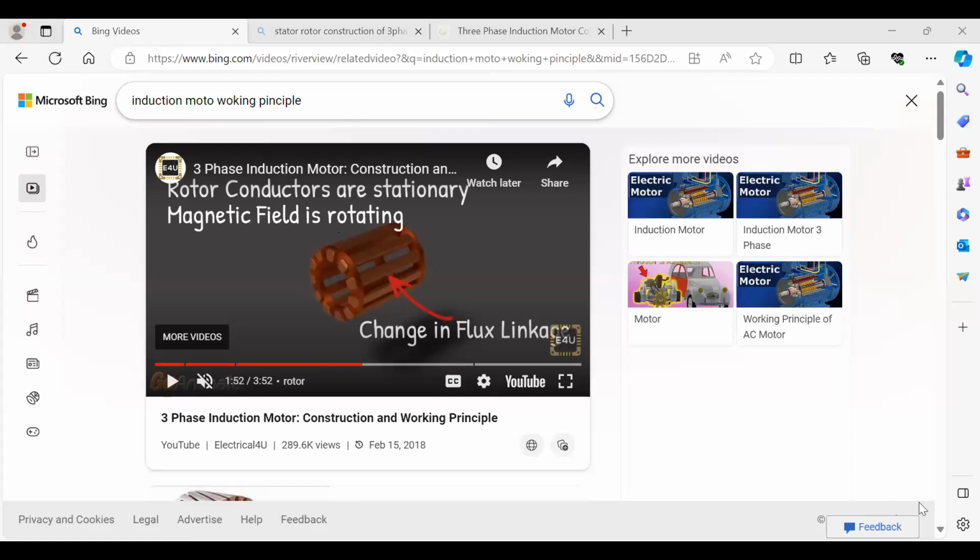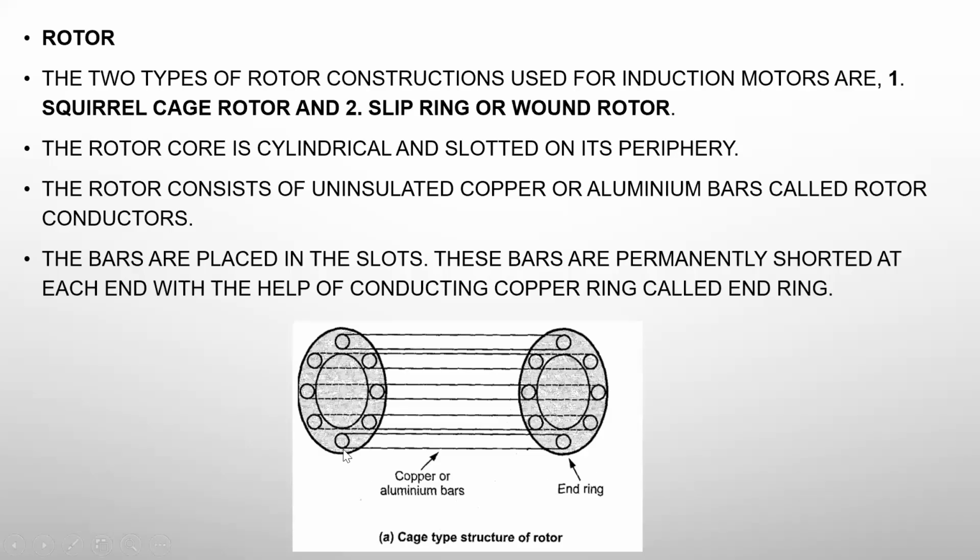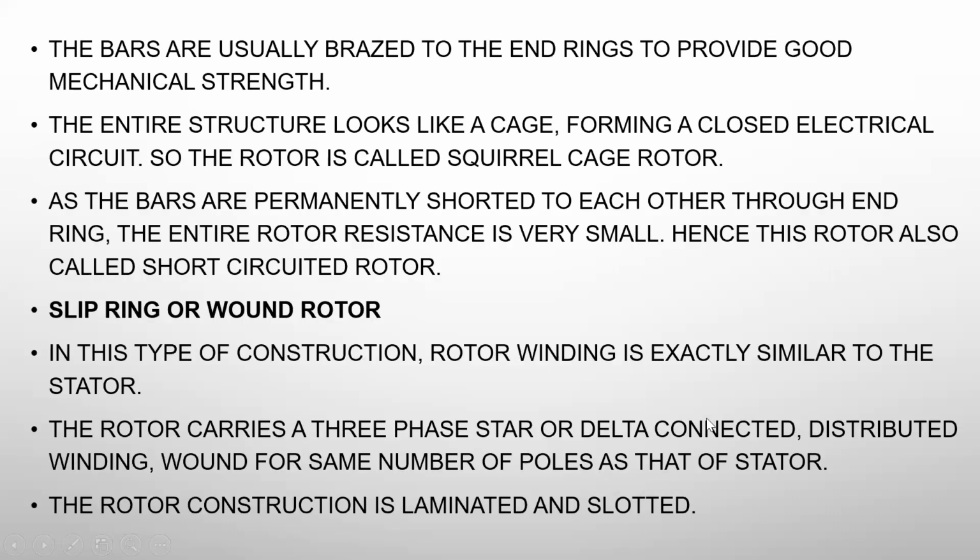Yes. So this is cage type. It looks like a cage, so this is also called cage type rotor bars. The bars are usually brazed to the end rings to provide good mechanical strength. The entire structure looks like a cage forming a closed electrical circuit. So the rotor is called a squirrel cage rotor.